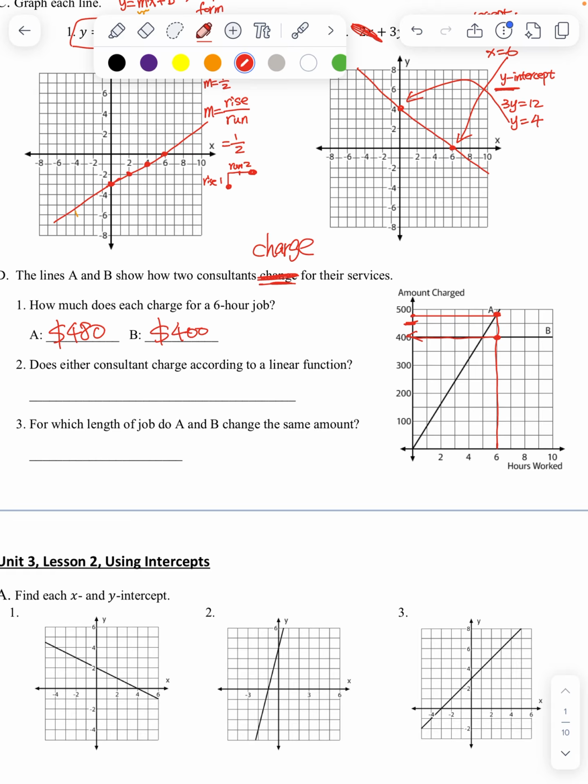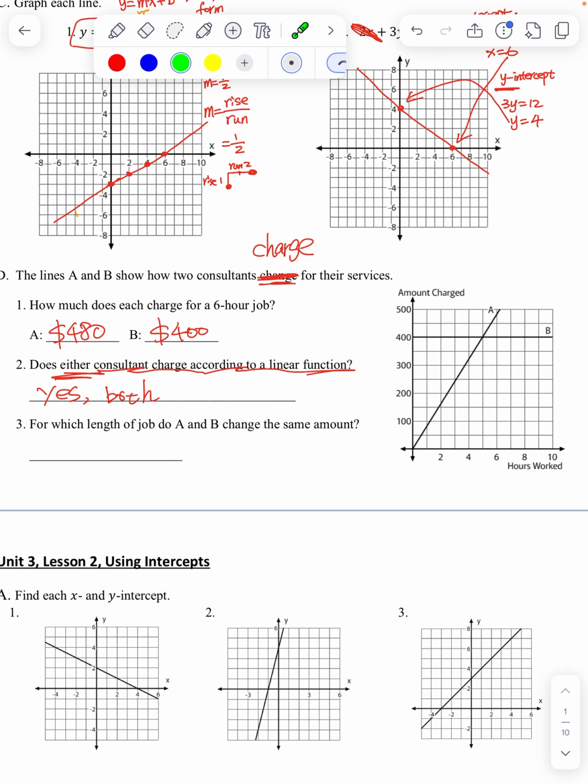Okay. Number 2, does either consultant charge according to a linear function? Yes, both of them. Because whenever the line is a straight line, that's linear. That's linear function. It's linear. Okay.